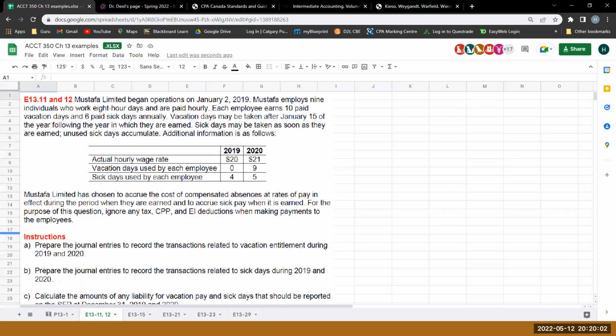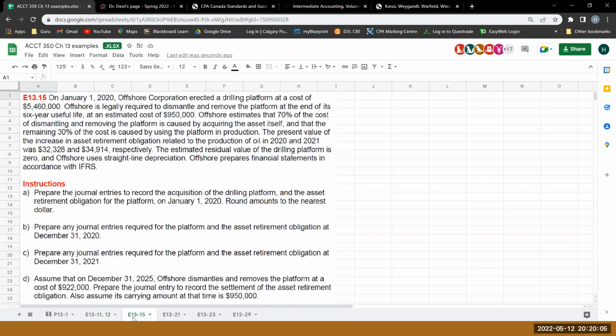Sick days. Okay, I'm going to skip this because this is a little less important than, say, an asset retirement obligation. So over here, exercise 1315. On Jan 1st, 2020, Offshore Corporation erected a drilling platform at a cost of $5,460,000. Offshore is legally required to dismantle and remove the platform at the end of its 6-year useful life at an estimated cost of $950,000.